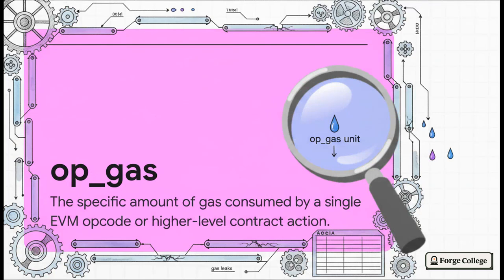Now, when we do that breakdown, we are heavily focused on opgas. This is the specific amount of gas consumed by a single EVM opcode or a higher-level contract action. It's essentially the granular drop-by-drop fuel consumption metric that we absolutely need to track in our baseline summary. Because if your baseline summary doesn't measure at the opgas level, you're honestly not going to know where the leaks are in your smart contract machinery.